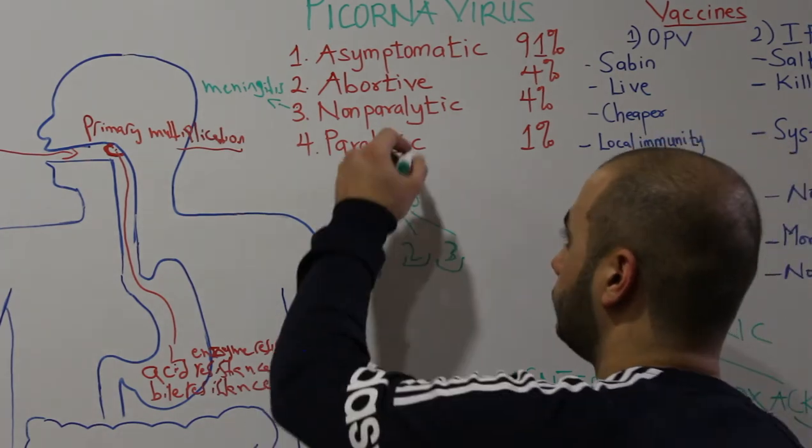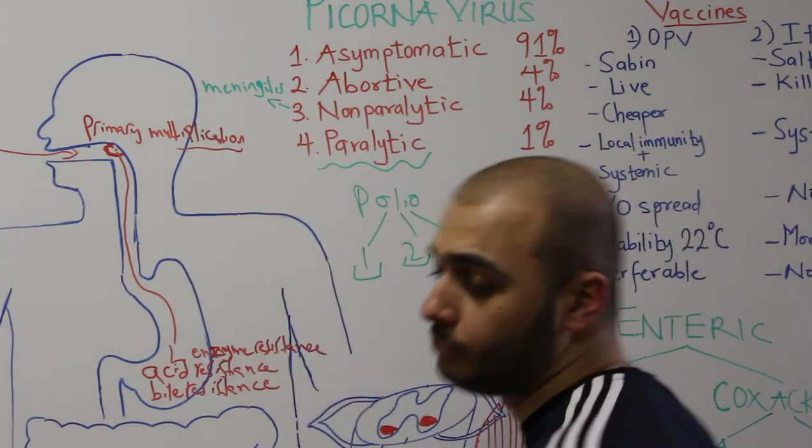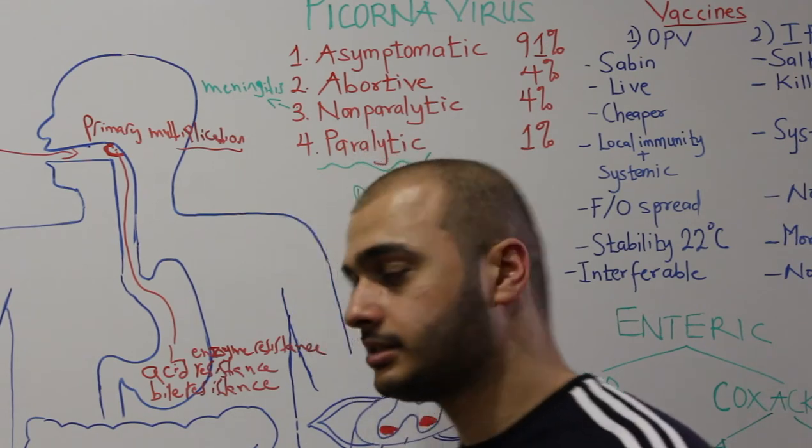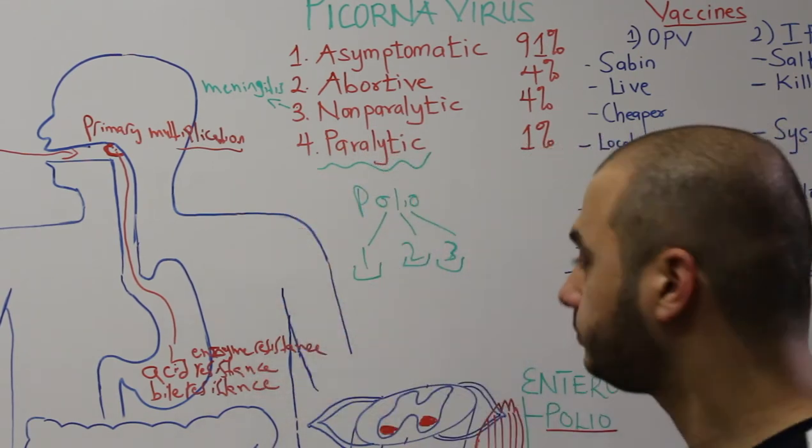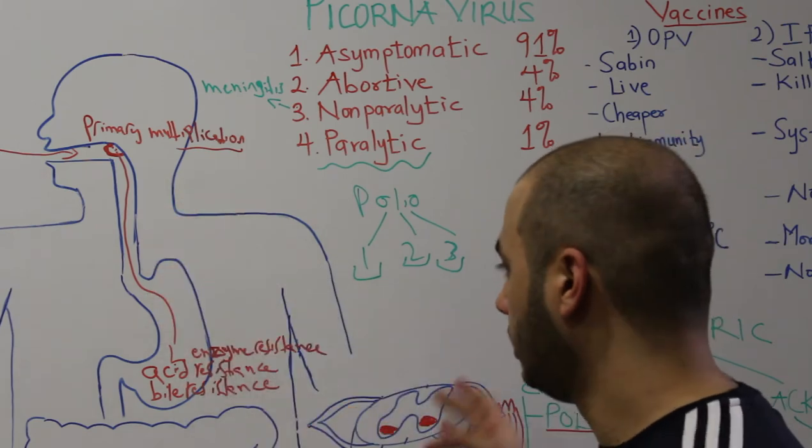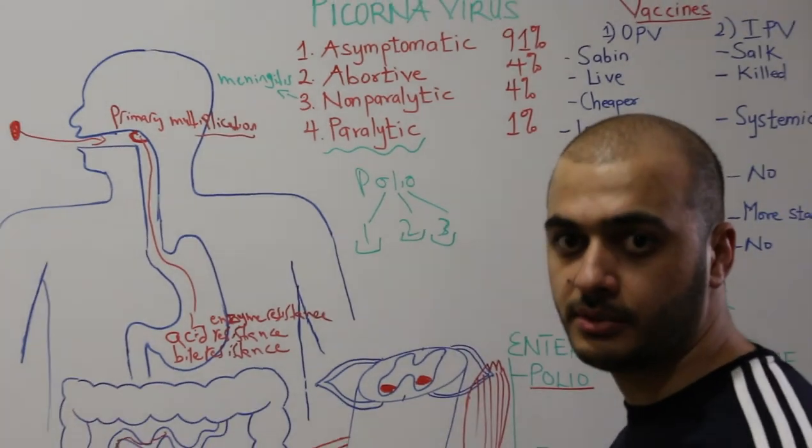And the least common is the paralytic stage, and it's the most dangerous, yes? And it's irreversible. And we have explained during the pathogenesis how the paralysis can occur.